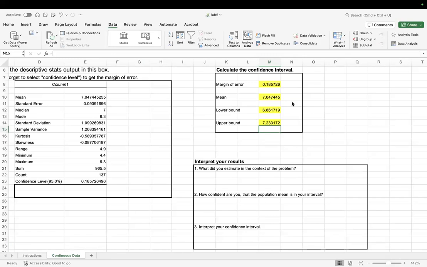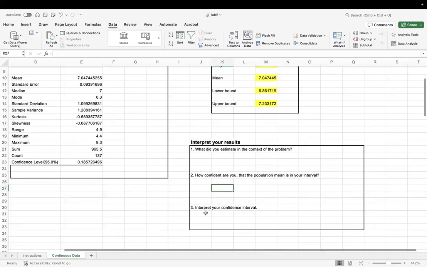GPA, it's basically continuous. Yeah, it's continuous. Yeah, that works. Okay. How confident are you? All you got to do is say, I am 95% confident that the population mean is in my interval. There you go. Whatever your confidence level is, that's what you're typing in there. Even if you just said, I'm 95% confident, I'll take it.